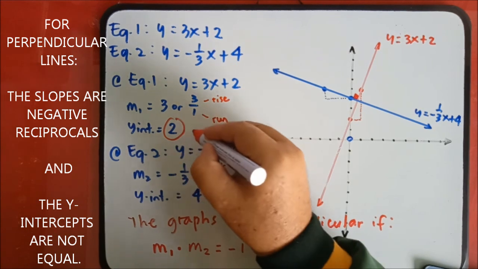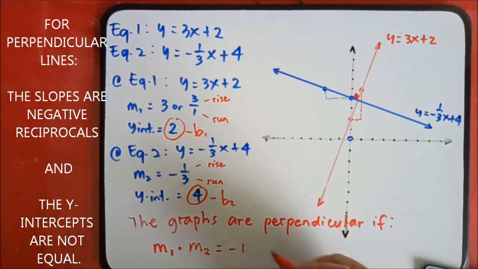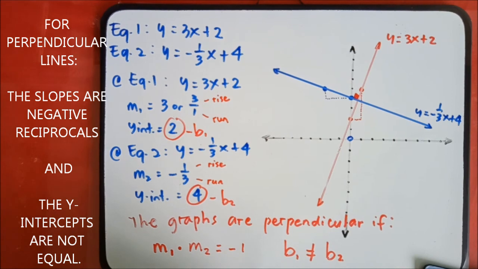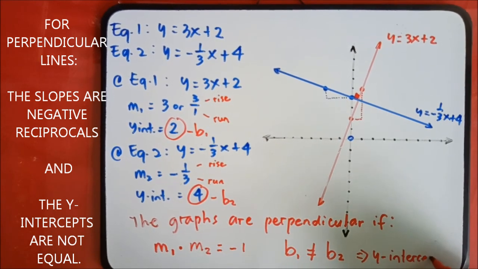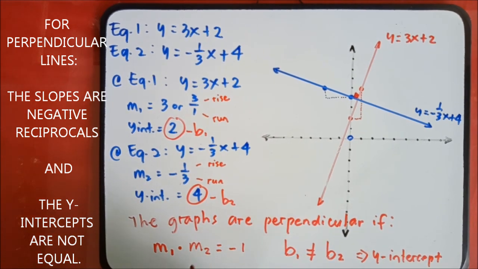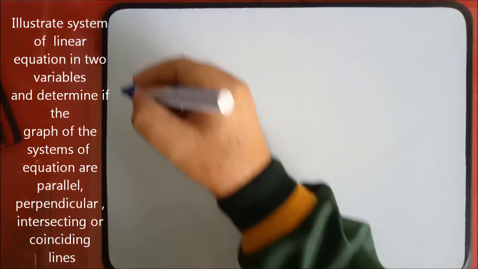Ito, b sub 1 at saka b sub 2 ay hindi pareho. They are not equal. The y-intercept. Okay. So, ibig sabihin, kapag negative reciprocal ang dalawang slope ng pair of linear equations, expect your lines to be perpendicular. Okay, let's try another one.